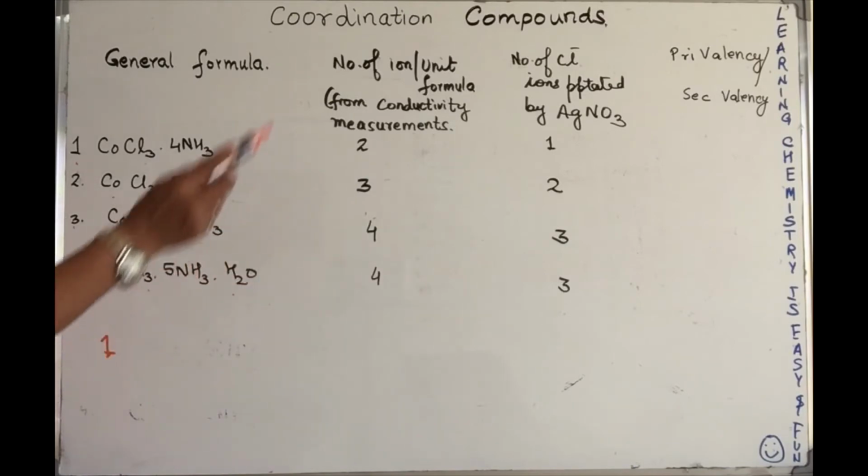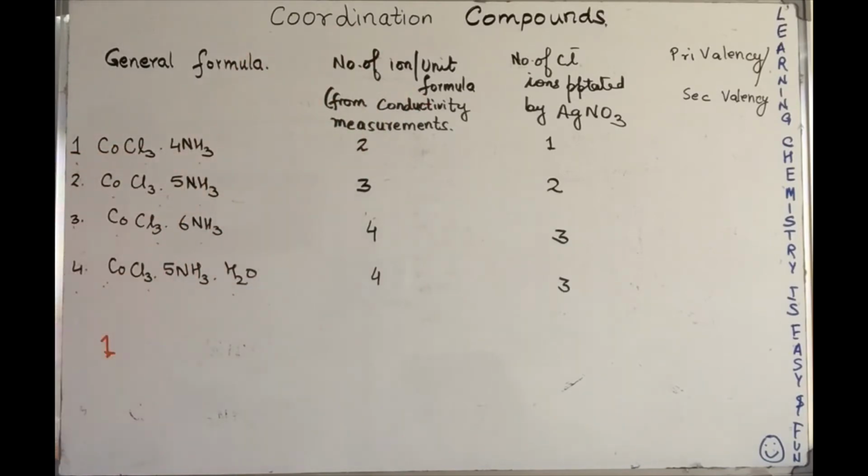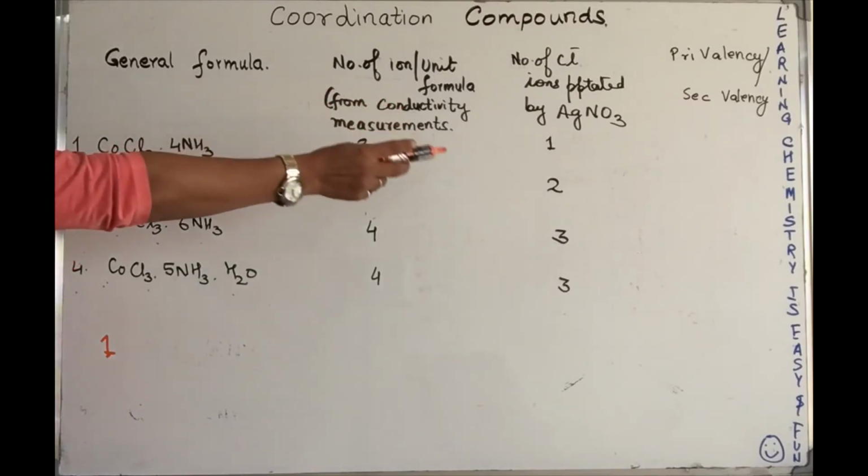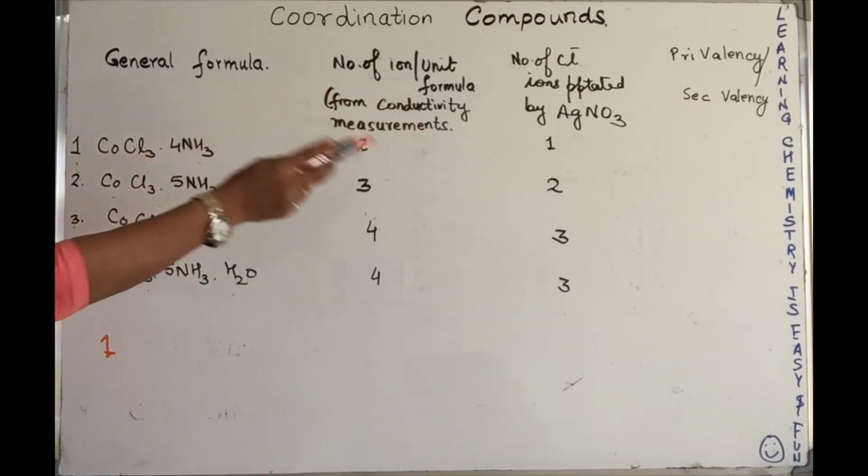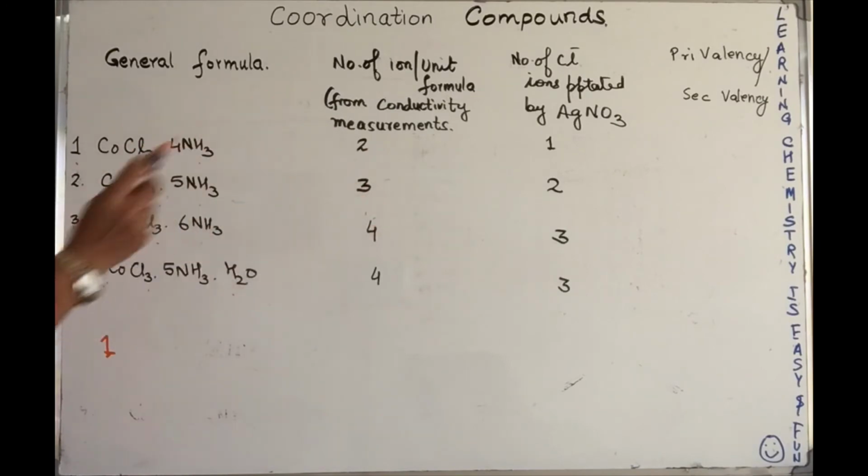The number of chloride ions precipitated when we add silver nitrate: in the first one we get only 1 chloride. In the second we get 2. In the third we get 3. In the fourth we get again 3.